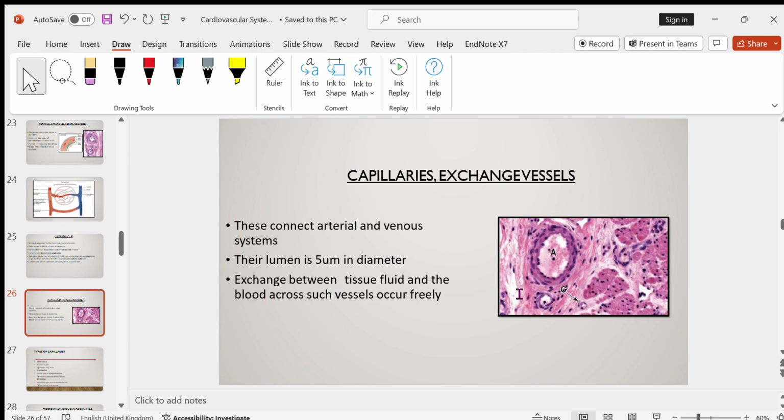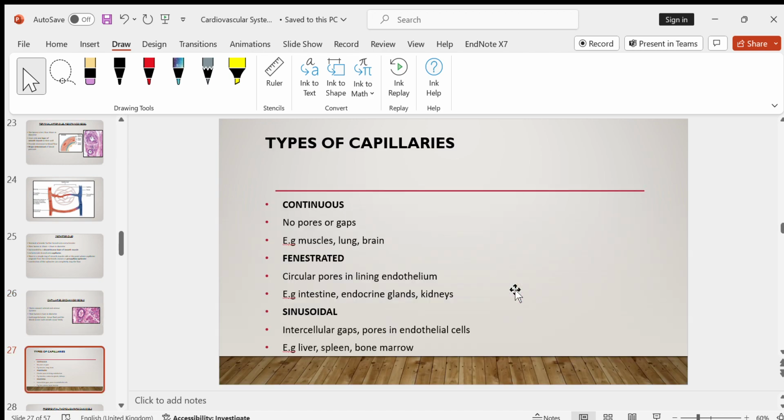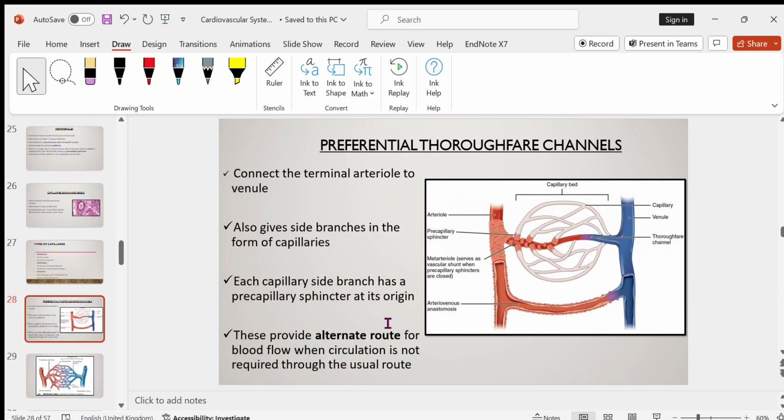Next are the capillaries. The capillaries are also called the exchange vessels. They have a lumen of 5 only, and exchange between tissue fluid and the blood across such vessels easily occurs. The various types of capillaries are the continuous capillaries, the fenestrated capillaries, and the sinusoidal capillaries. The continuous capillaries have no pores or gaps, and they are present in the muscle, lung, and brain. The fenestrated capillaries have pores in their lining endothelium and they are present in intestine, endocrine glands, and the kidneys. The sinusoidal capillaries have intercellular gaps and pores and they are present in liver, spleen, and bone marrow.